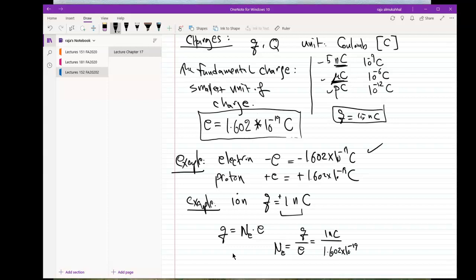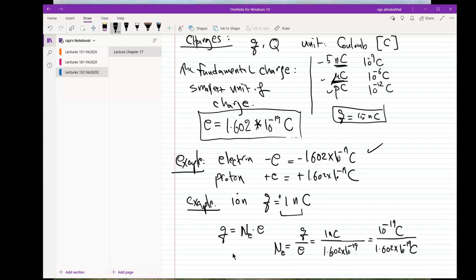19. As you can see, I'm ignoring the minus sign. It's not important. I'm more interested in the number of electrons. Are they 5, 6 or something like that? The number of them. So in this case, I have 10 to the negative 9 Coulomb over 1.602 times 10 to the negative 19 Coulomb. Then I would use my calculator. I hope you brought your calculator with you and a notebook to take notes.